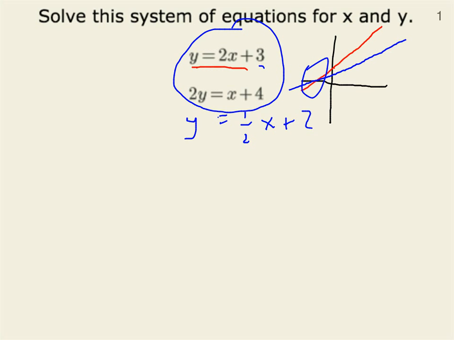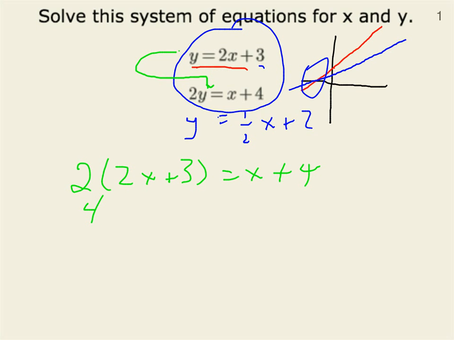There's a couple of ways to go about this. Let's take this first equation, which is solved for y, and substitute that in for the y in the second equation. Rewriting that second equation gives me 2 times 2x plus 3 is equal to x plus 4. If I distribute the 2, I get 4x plus 6. The 2 has to hit the 2x and the 3, and that has to equal x plus 4.